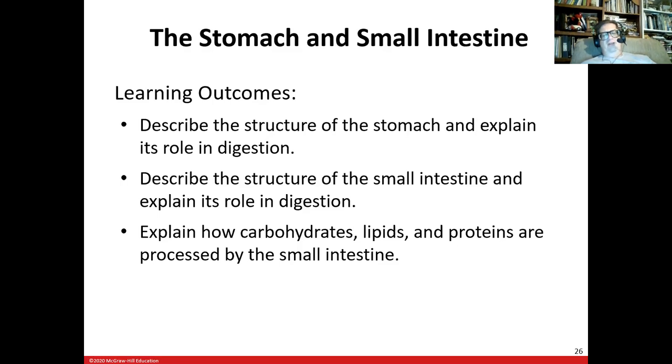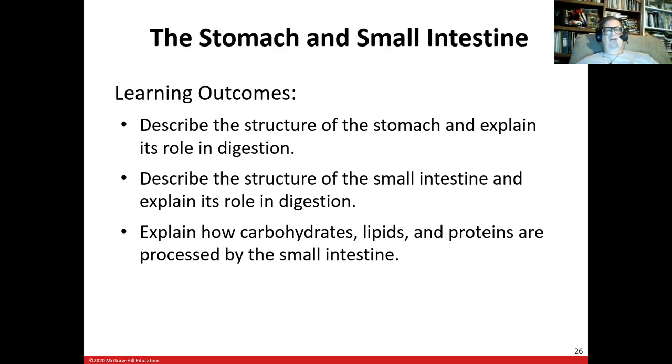You finish the breakdown of lipids in the intestines. You finish the breakdown of carbs in the intestines. The small intestine is the main organ of digestion, not the stomach. I'm not saying the stomach does nothing, but it doesn't do as much as everybody thinks it does.